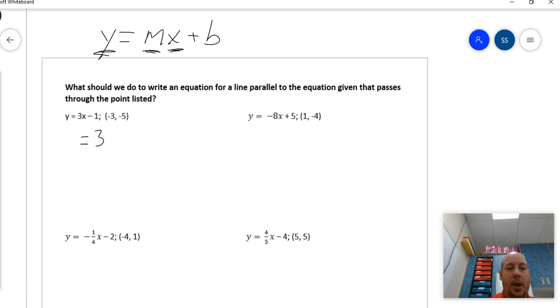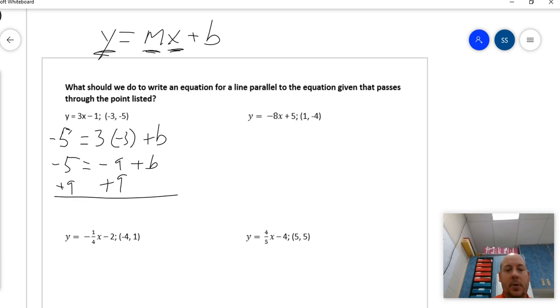So we just want to plug in our y value, which is negative 5, equals 3 times x, so 3 times negative 3, plus b. We just want to go through and solve that. So that's negative 9 plus b. Add 9 to both sides. So 4 would be equal to b. We know our slope has to be the same, so our slope is 3.